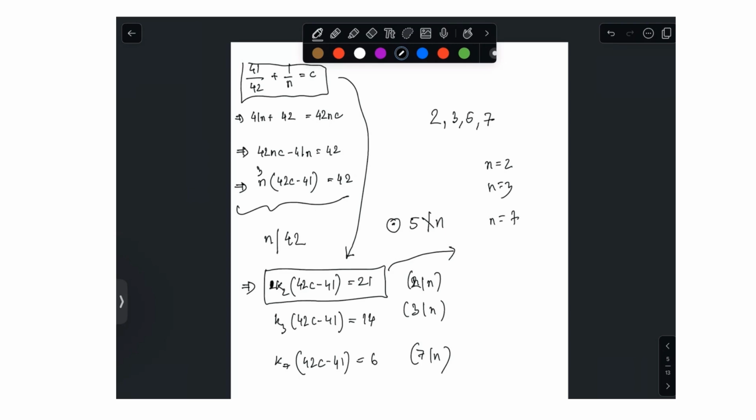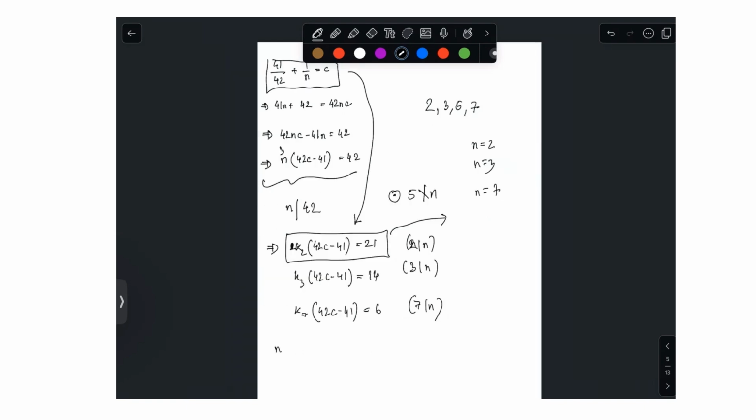So let's take n equal to 2. Why are we doing it? Because the goal is to make it simpler, right? So let's take n equal to 2. If you take n equal to 2, what do you get? For n equal to 2, you get 42c minus 41 is equal to 21. For n equal to 3, we get 42c minus 41 is equal to 14. For n equal to 7, we get 42c minus 41 is equal to 6.